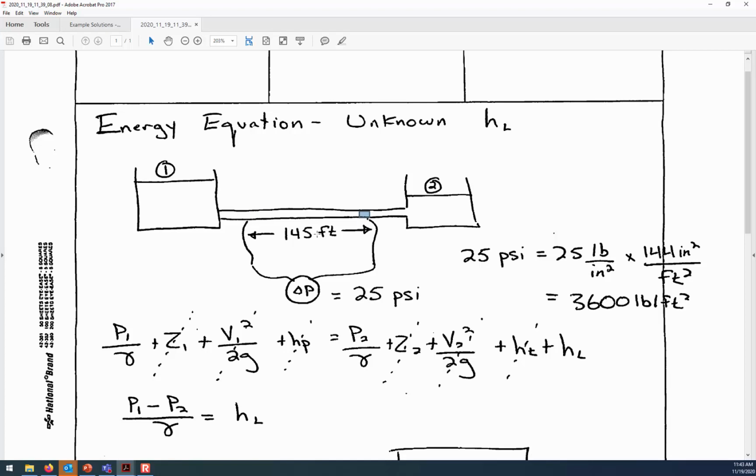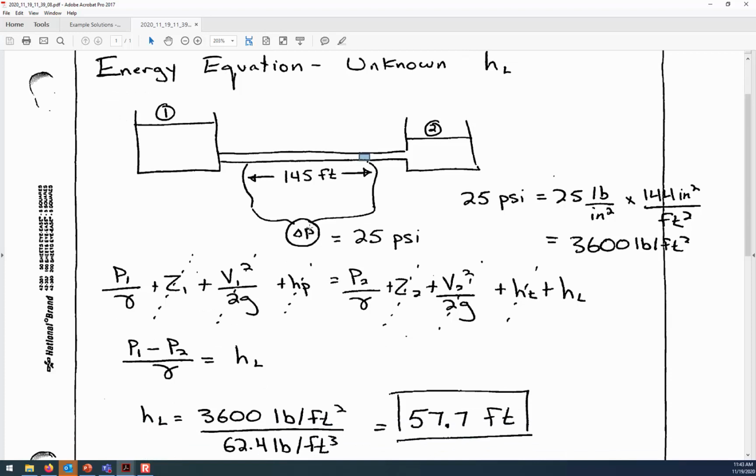It's not losing energy in the form of a reduction in elevation. It's not losing energy in the form of a reduction in velocity. It's just exclusively a decrease in pressure. That is what we observe as the effect of pipe friction for this horizontal pipe.